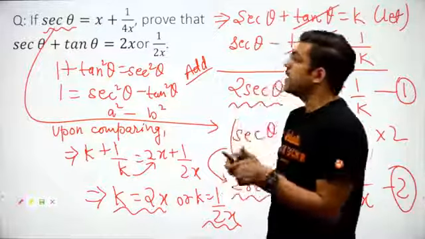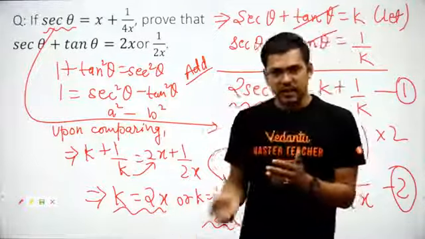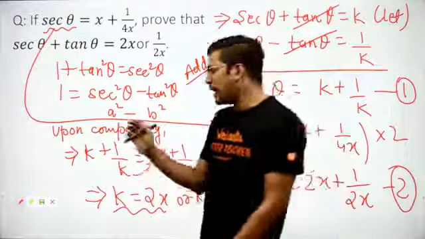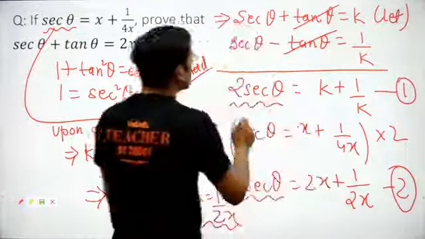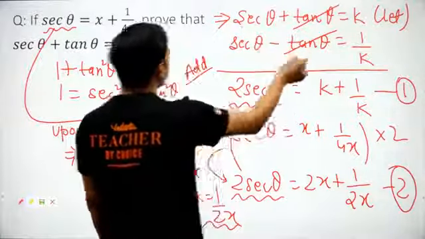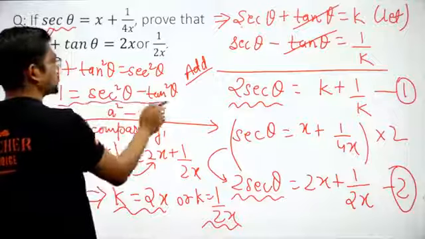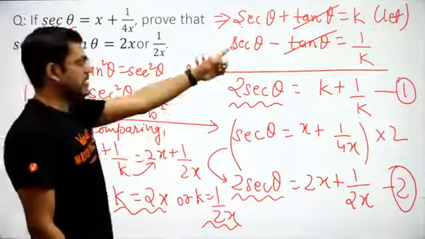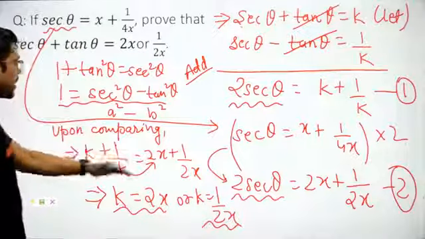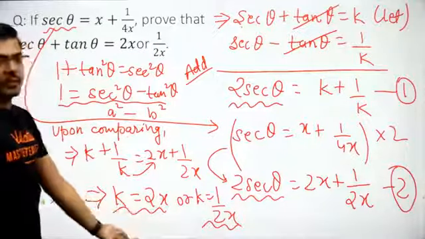Apart from that, whenever he or she is even able to solve this, then he or she goes with a very long process. Here what we have done, we have simply used this concept very beautifully, sec theta plus tan theta and sec theta minus tan theta. Using this concept, we have simply compared these two quantities and we have got that answer.